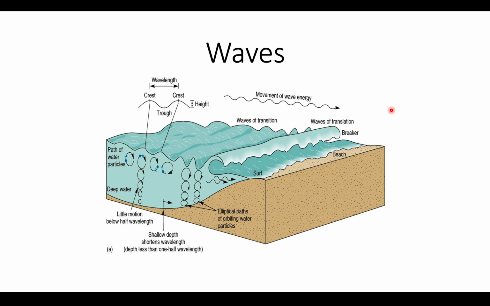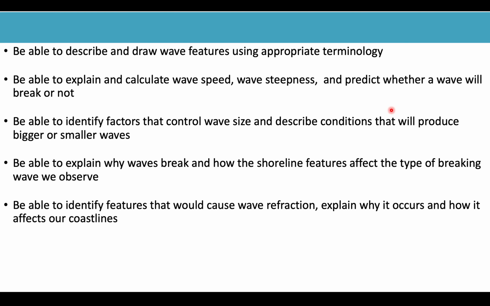So for the next part of our lecture, we're going to get into waves, one of my favorite parts of this class. You don't have to know what all this diagram is saying yet, but you will. For this part of lecture, we're going to be looking at some appropriate terminology to talk about waves. Then we'll look at wave speeds, wave steepness, and why waves break. And then wave size and different conditions that cause certain types of waves. And then we're going to look at shorelines and how shorelines affect the types of breaking waves that we have, and then we'll look at refraction.